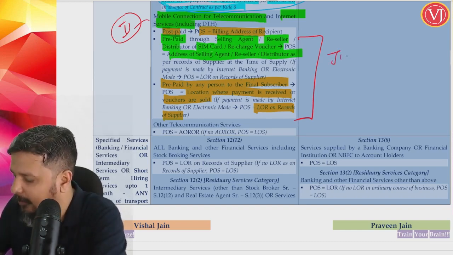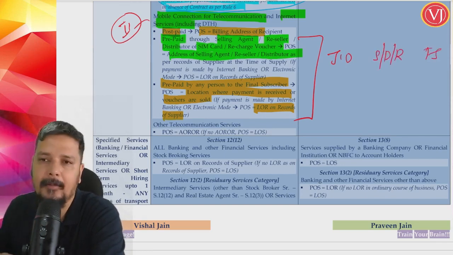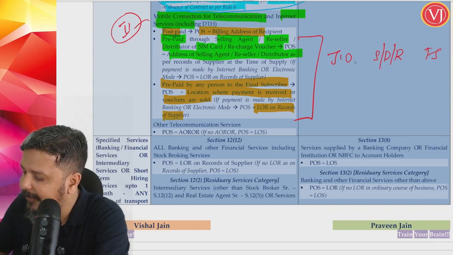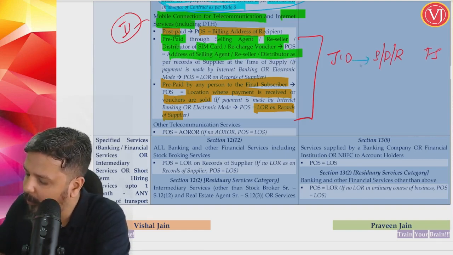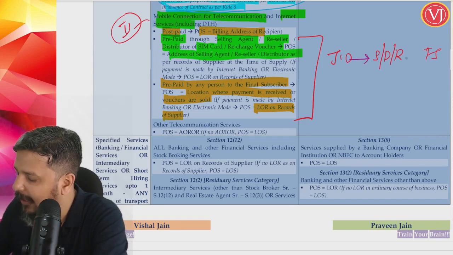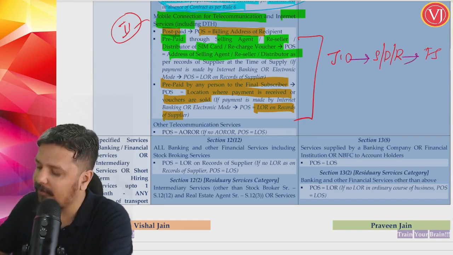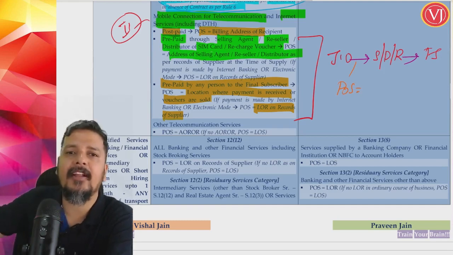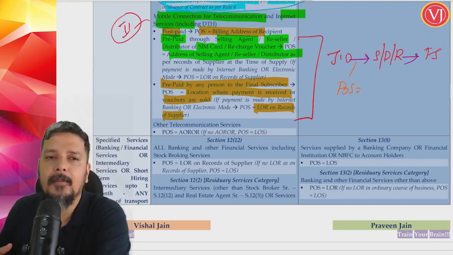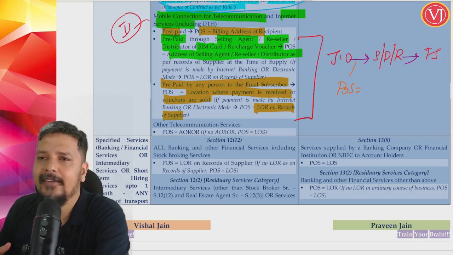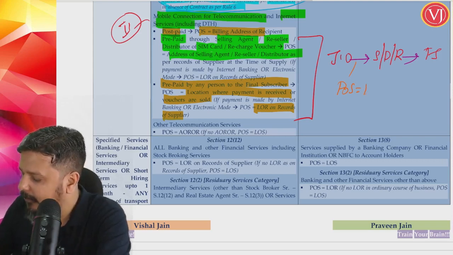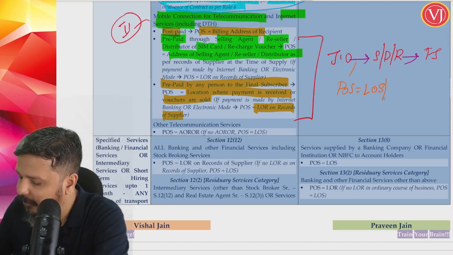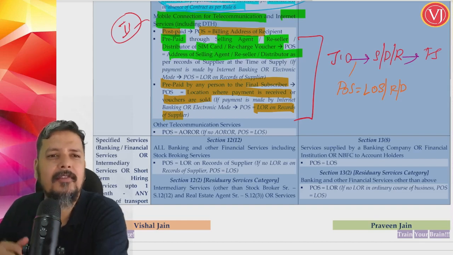So you are talking about a Jio, then there is a seller or distributor or reseller, then there is a final subscriber. Now, what are they trying to tell? Between Jio and the seller, distributor, reseller, what is the place of supply? They want to give the credit to the seller or the distributor or the reseller. They tell that it is the location of that seller or the reseller or the distributor. They want to give the credit to him.